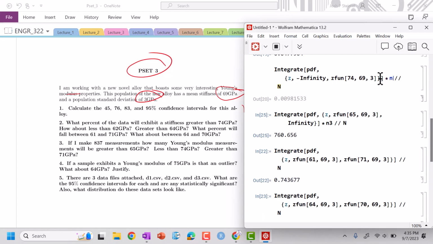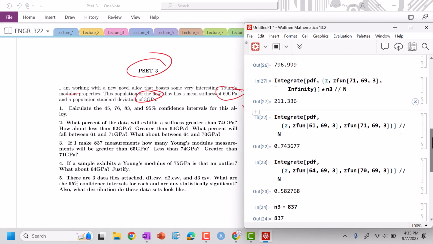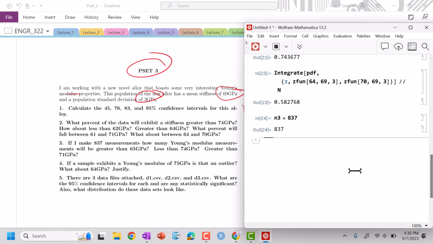74 times n3. Good to go there. And greater than 71. So let's do 71 here. And voila. All right. If a sample exhibits a Young's modulus of 75 gigapascals, is that an outlier?